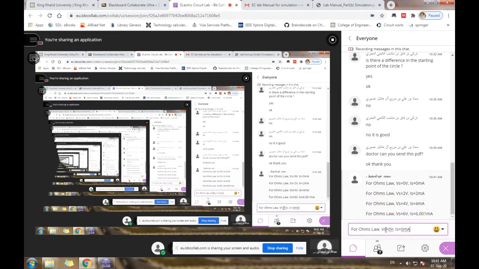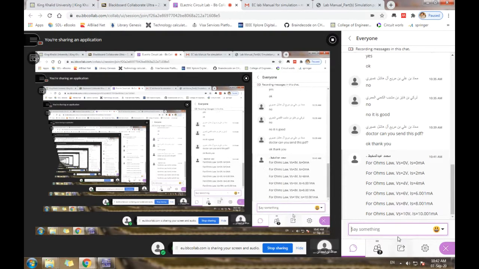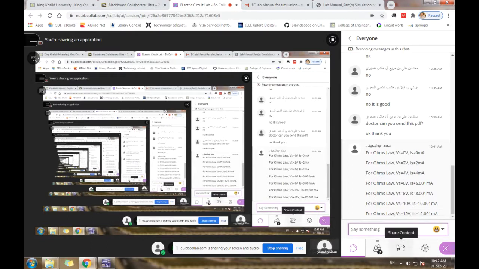Okay. Next, when it is 8, we got 8.001 milliamperes. Right? When it is equal to 10 volts, it is showing you 10 milliamperes. When it is equal to 12 volts, it is showing you 12.001. These are the results for Ohm's law. You can take a picture of this, which will help you to write the report.